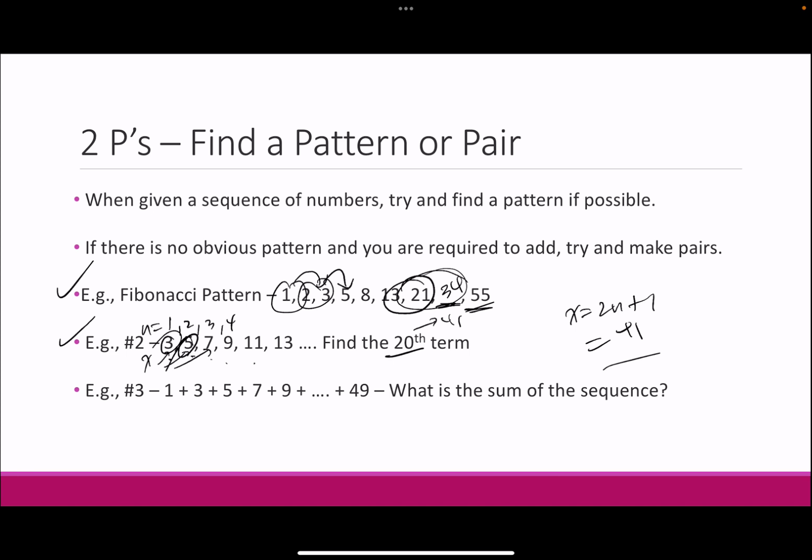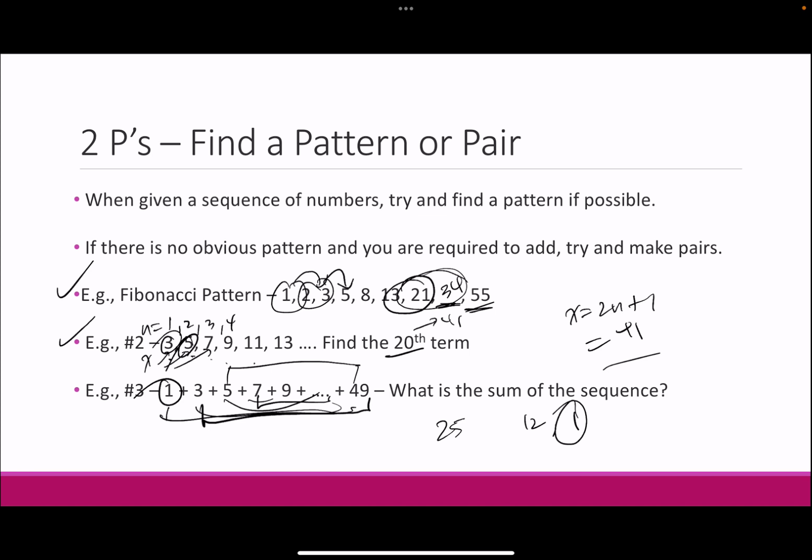Now, with our addition sequence, what we want to do is make pairs. So I can either make pairs with these extremes. How many numbers do I have though? I have 25 numbers. So I can make 12 pairs, and I'm going to have 1 left out. I don't want to make pairs with extremes, because what that's going to result in is I'm going to get to the middle and not know what that one leftover term is. So I'm going to leave this one term out here, and I'm going to add the second and the last, the third and the second last, the fourth and the third last.